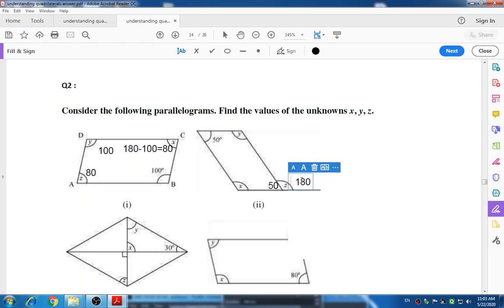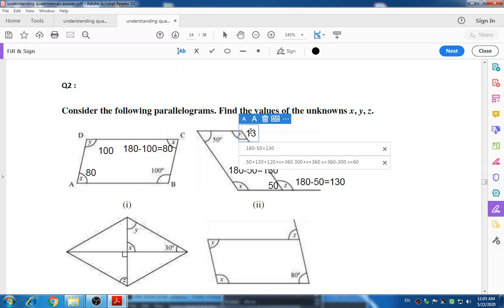This 50 and this X are adjacent angles. So these are supplementary. That means how can we find the measure of angle X? We have to subtract this 50 again from 180. So we will get 130 again. So the measure of angle X is also 130. And this X and Y are again opposite angles to each other. That means they are equal in measure. So the measure of angle Y is also 130 degrees. Like that we can find the angles X, Y and Z.